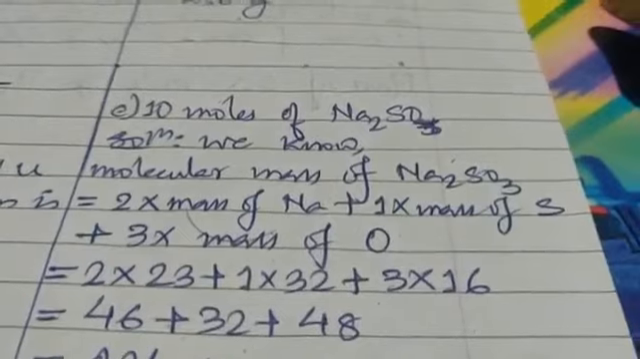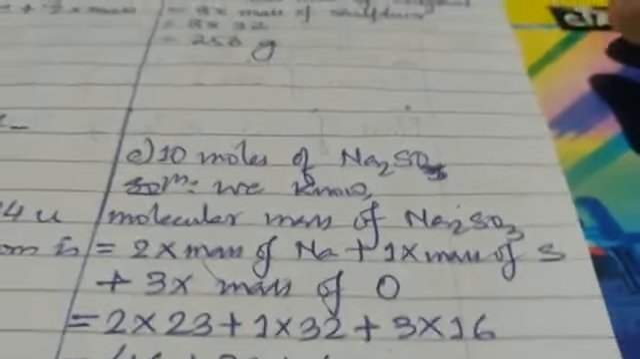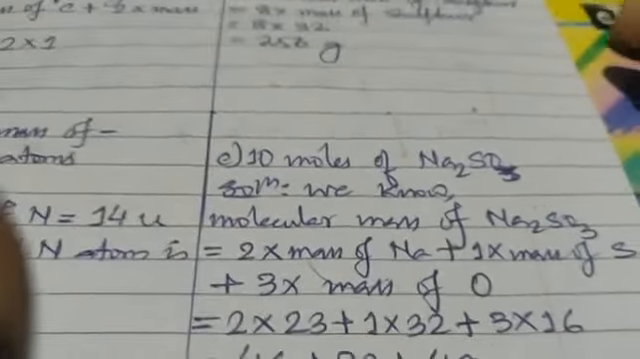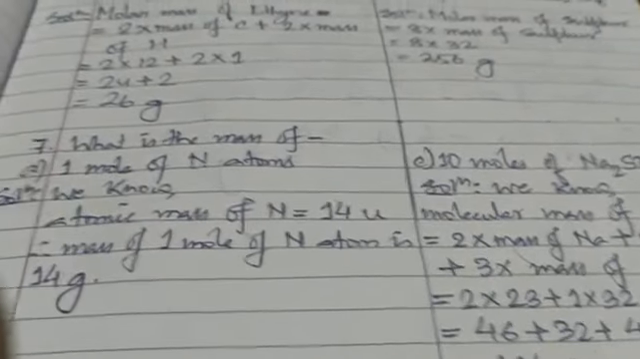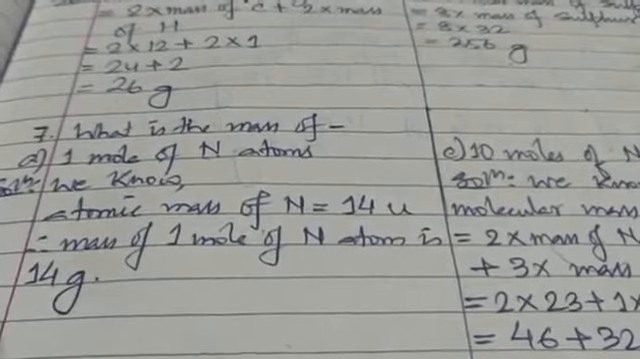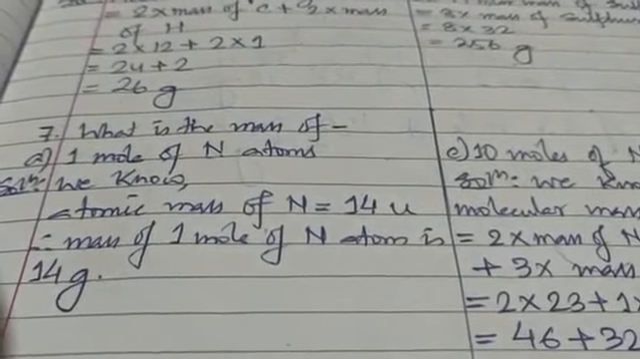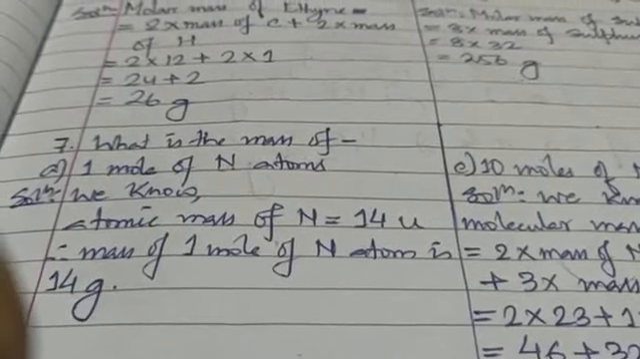10 moles of sodium sulfite. Okay, so here what do we see? You compare these questions. In A, we have nitrogen atoms. Clearly, we are talking only about one element, nitrogen.